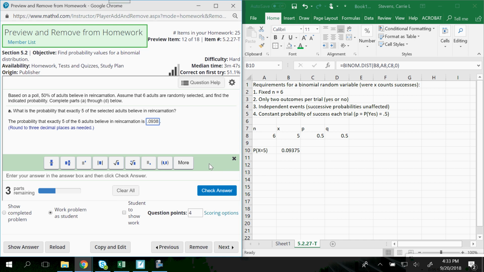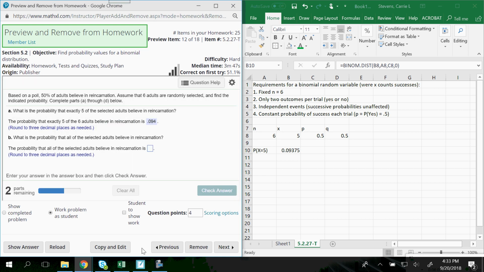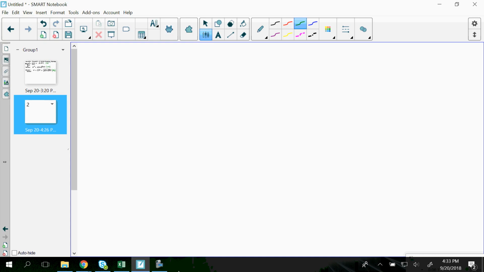All right, so the answer appears to be 0.0938. So it's to 3 decimal places. Well, usually you go to 3 significant digits for probabilities, but this is actually instructing us to round to exactly 3 decimal places. So I'm going to put this out at 4, and we got it. Excellent. Now let me show you how to calculate that with the formula on paper.